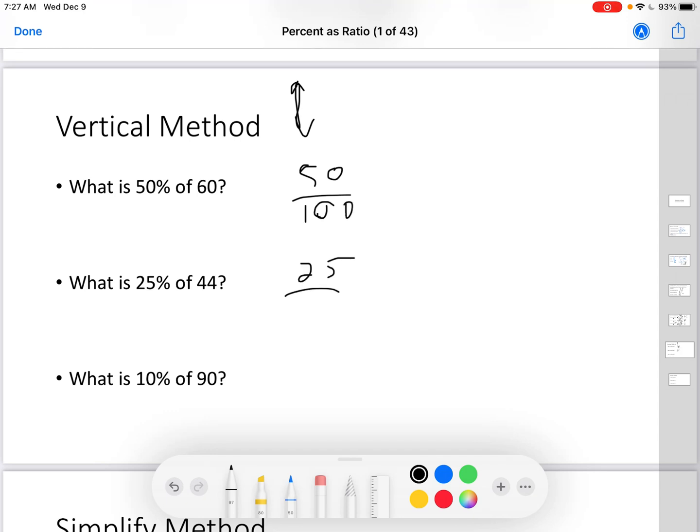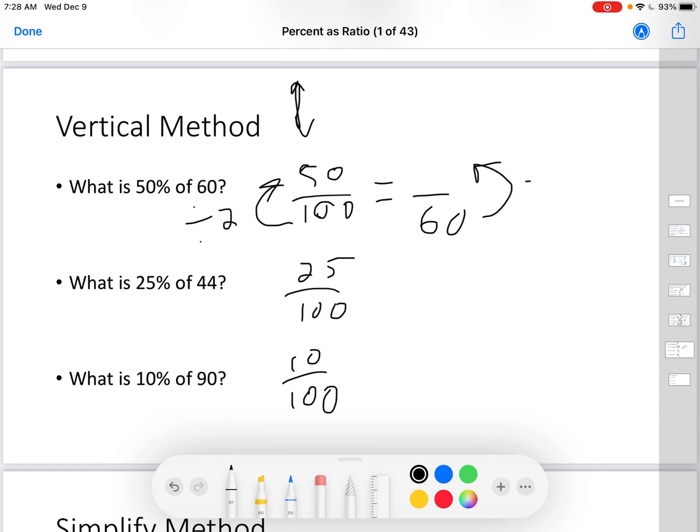25% is 25 out of 100. 10% is 10 out of 100. Now we want this out of 60, so we'll do that. How do I go from 100 to 50? I divide by 2. So what do I do to 60? Divide by 2. So 60 divided by 2 is 30.